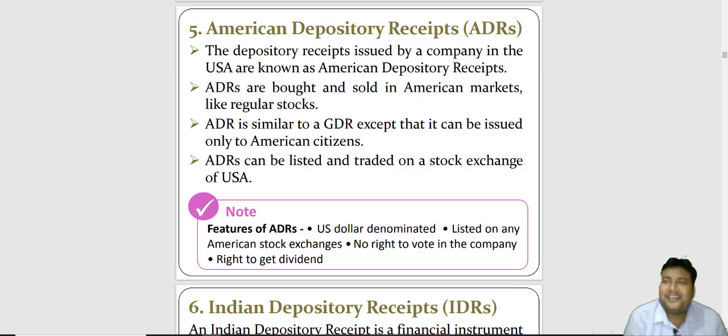It is very understandable that when it is done in America, the currency used in ADR is obviously the US dollar. ठीक है? And as it is a depository receipt only, they will not get any voting rights in the company. They will only get the right to receive the dividend.